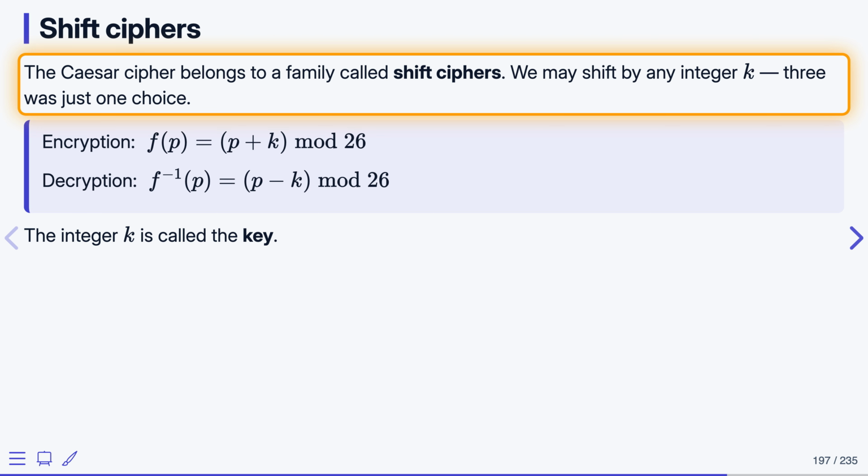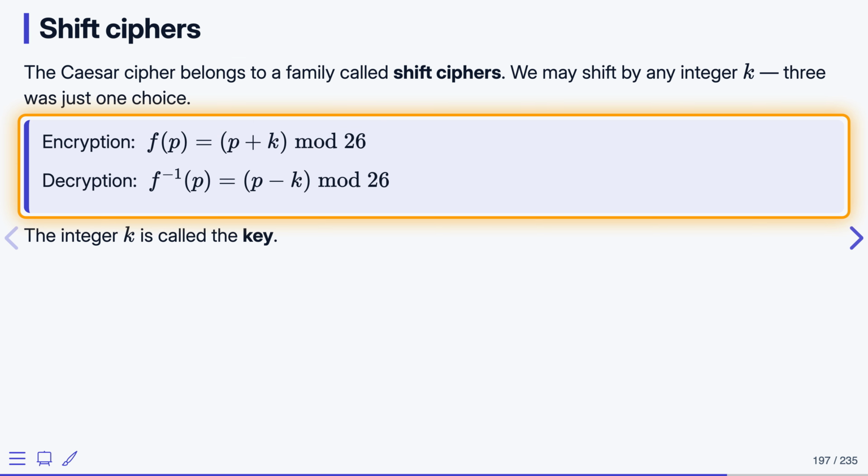Now a bigger idea. 3 was just one choice. We can shift by any number k. This whole family is called shift ciphers. To lock the message, add k and take mod 26. To unlock it, subtract k and take mod 26.